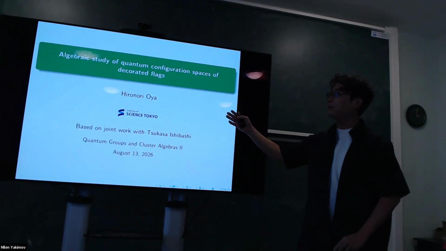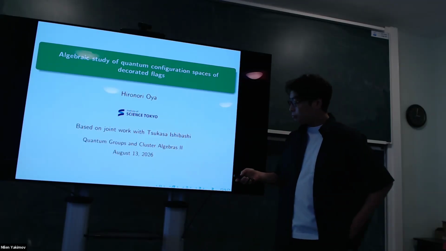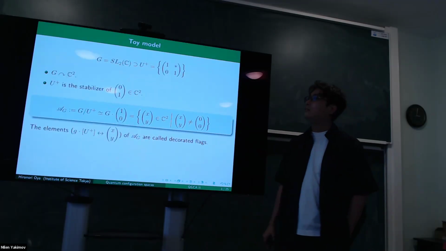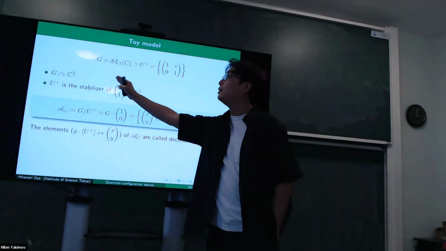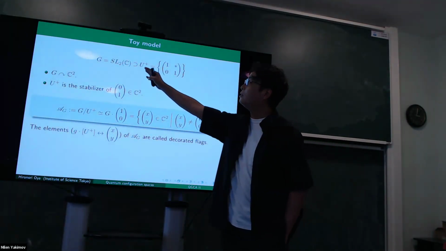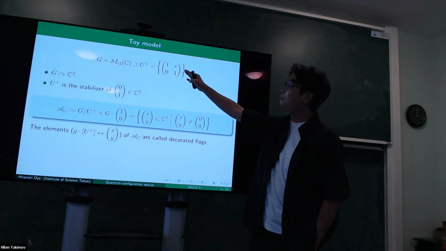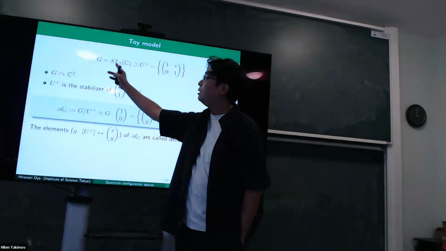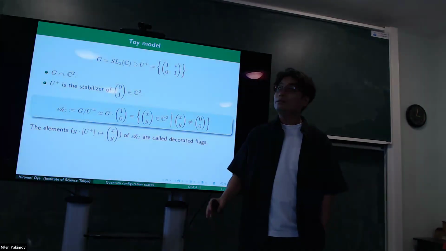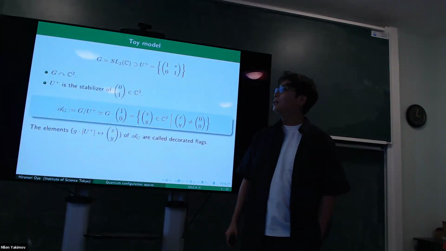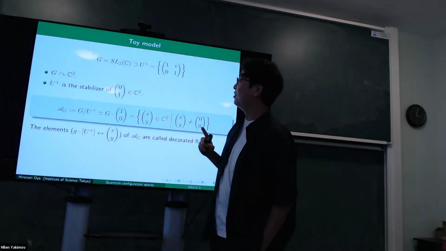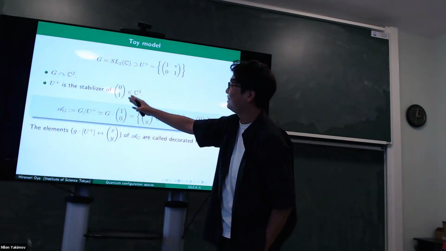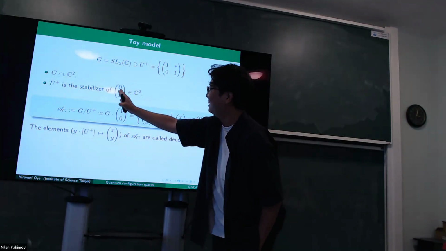Today I'd like to talk about the quantum configuration space of it. So I will explain what it is, but let me begin with some framework. So let's consider SL2(C), and we take the nilpotent radical U plus. Then this SL2 naturally acts on the two-dimensional vector space, and in this case, sorry, this is not correct. So this is the stabilizer of (1, 0). Sorry, (1, 0).